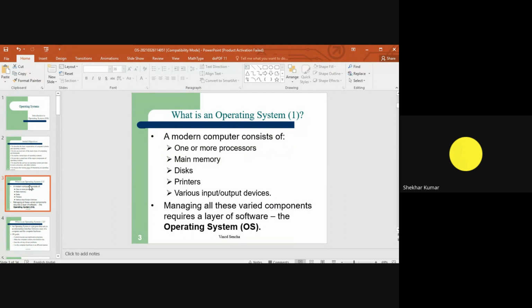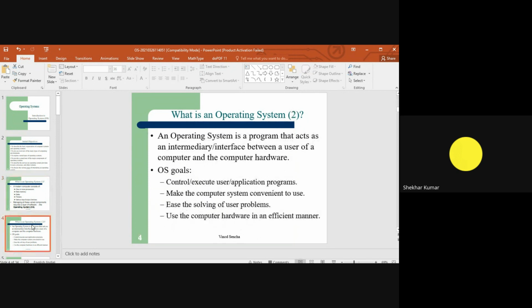Other programs means all application softwares like your browser, your MS Office, your games, your VLC player, movie players. To run those application programs, we require system software also. We require operating systems. To run or perform all tasks, there is a requirement of operating system. So, this is your operating system.